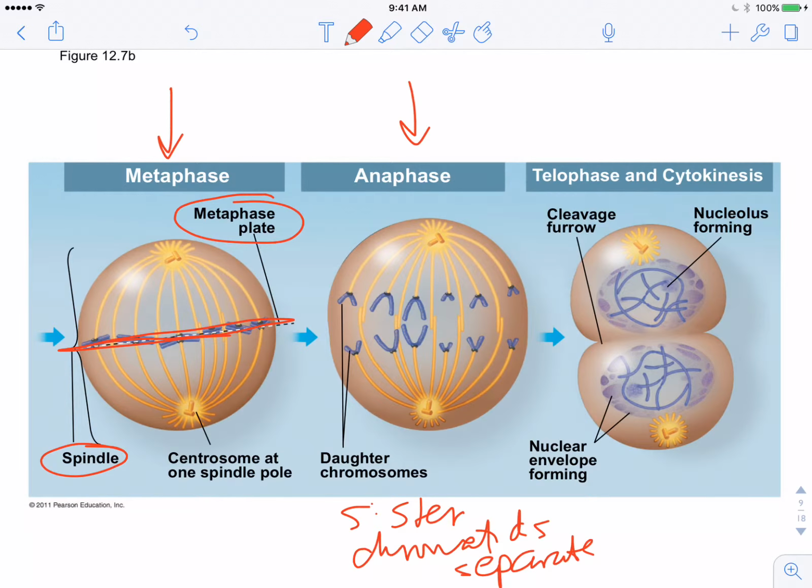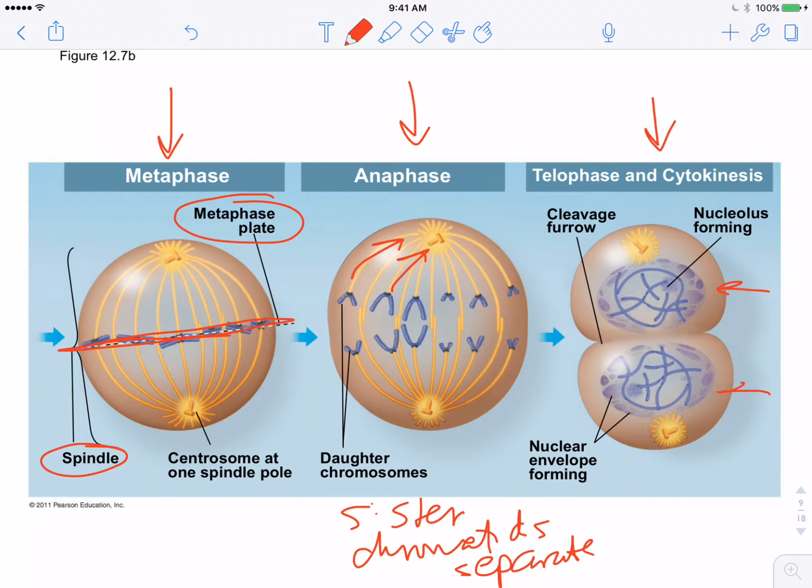Sister chromatids separate. And you can see one copy of each chromosome is getting pulled towards the centrioles, and the poles of the cell. Once the chromosomes arrive at either side of the cell, we go into telophase.